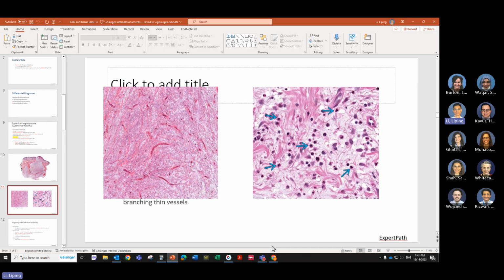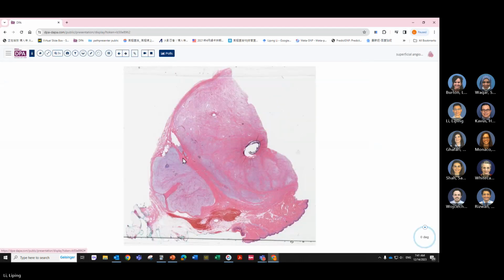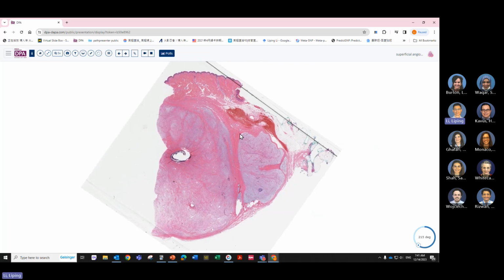Let's move over to the next slide. So here, low power, we already know we have this lobulated growth, nodule, and then separated by this fibrous septae. Then we can see this kind of like maybe epidermal inclusion cyst-like structure. So it also fits our characteristic. It always entraps some epithelial structure.